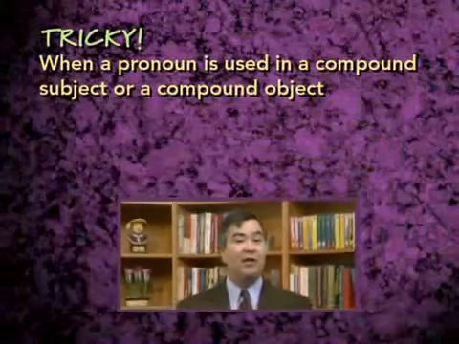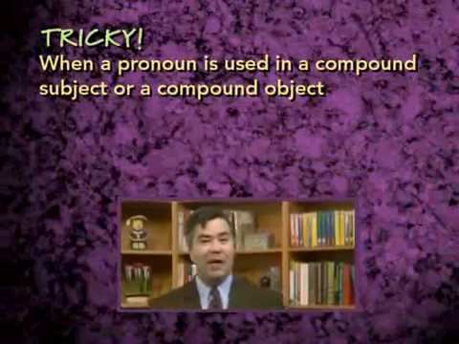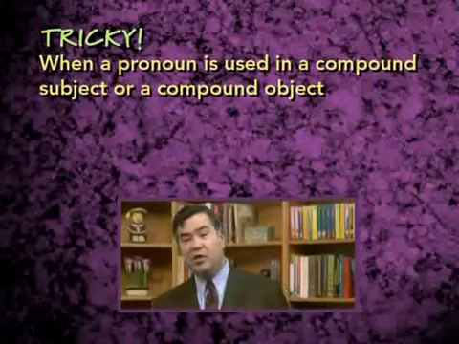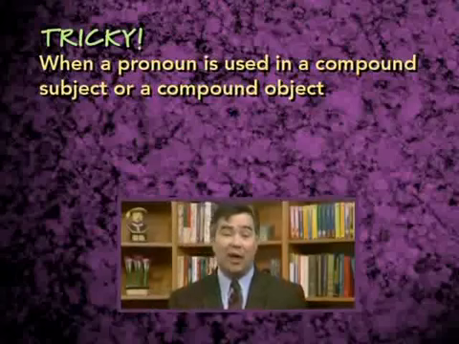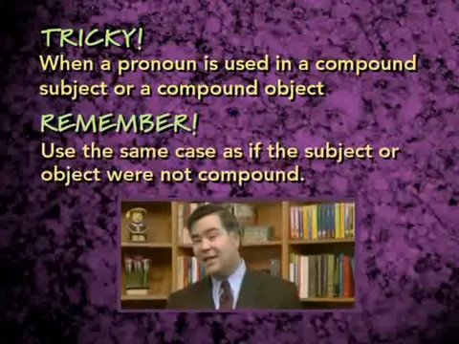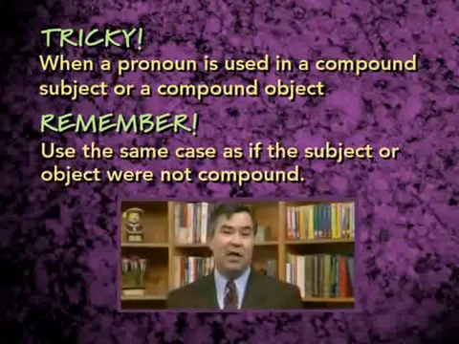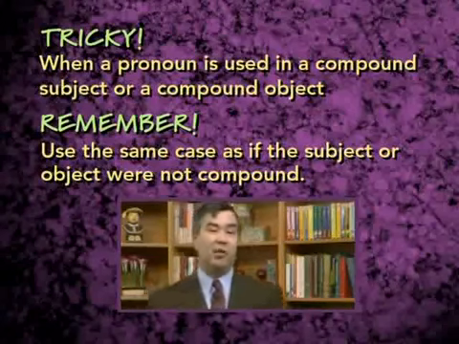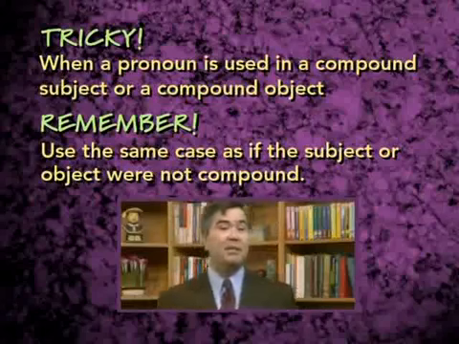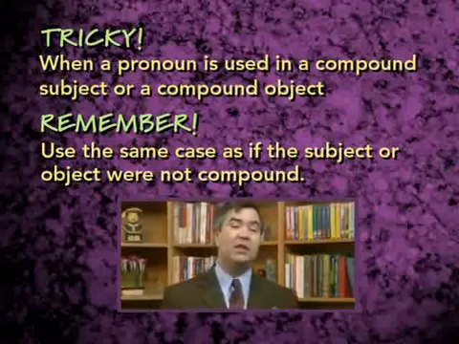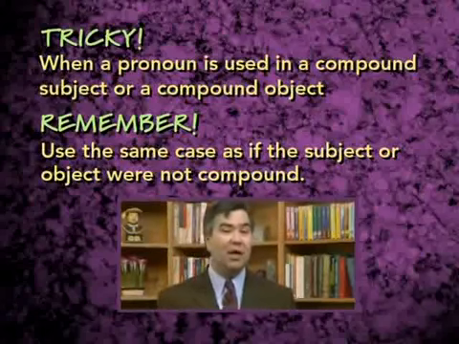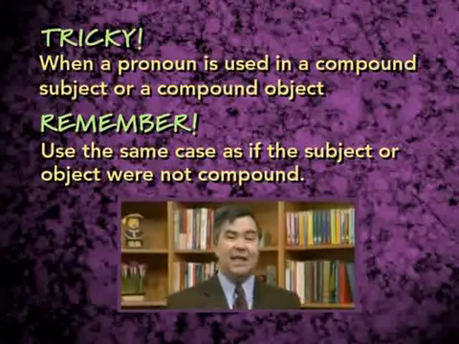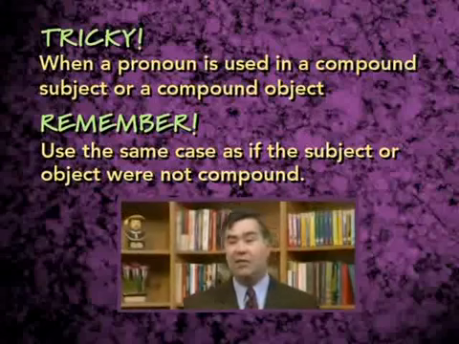The third and final tricky pronoun case problem that we'll talk about is really the simplest of the three. When a pronoun is used in a compound subject or a compound object, use the same case as if the subject or object were not compound. As you recall, the subject of a verb or the object of a verb may sometimes be compound. In other words, there may be two or more subjects or objects joined together with a word like and. When this is the case, it shouldn't affect the case of the pronoun.